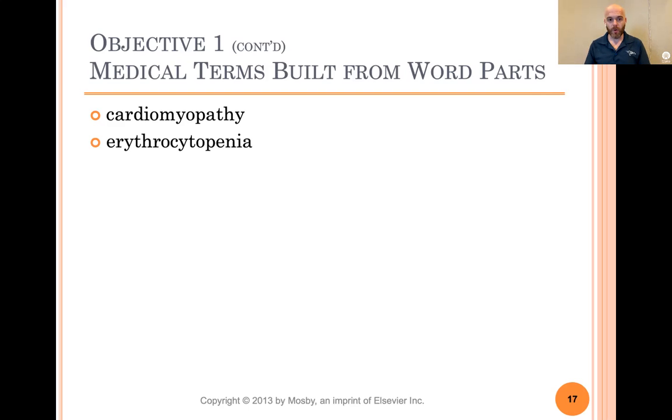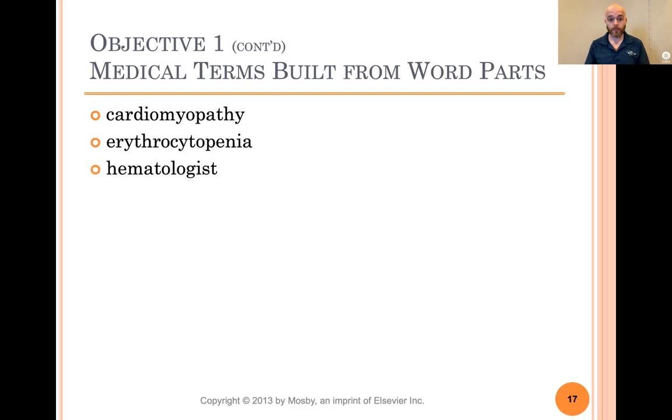Erythrocytopenia. Okay, so we know erythro with an E means red from another chapter. We know cyto is cell, and we had penia today. What was penia? Penia meant abnormal reduction of, or reduced number of, or decreased number of. So this is red cell decrease, or low red blood cells.